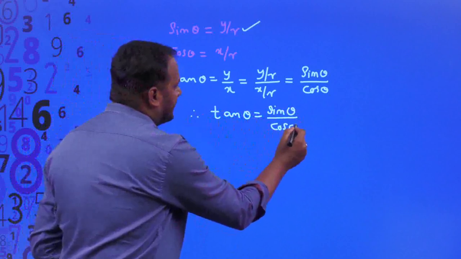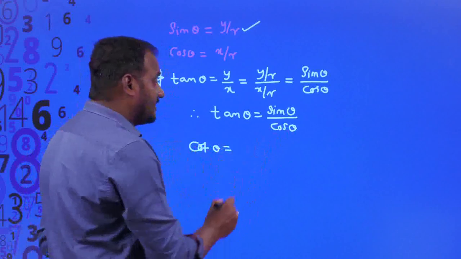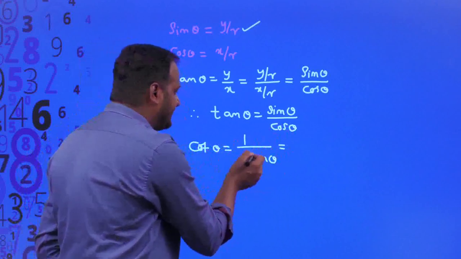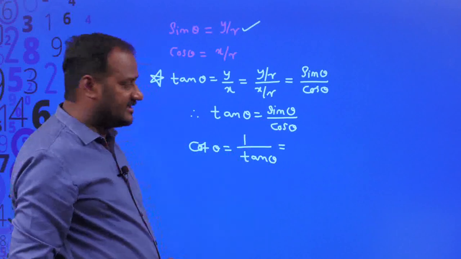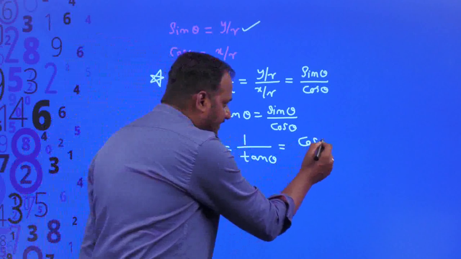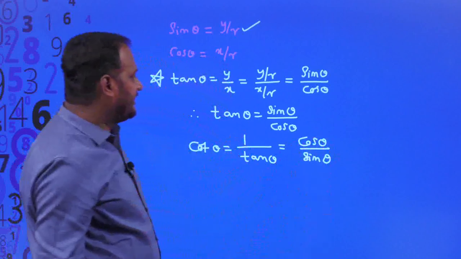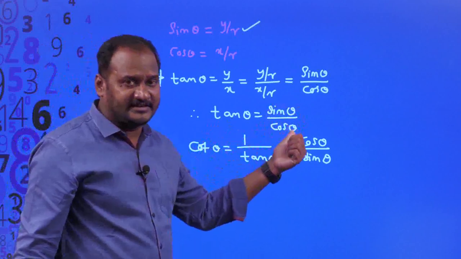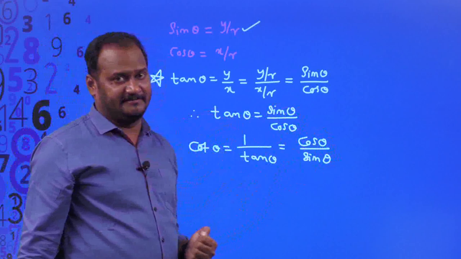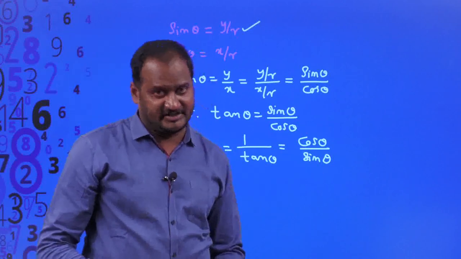And as we are already aware, what is cot theta in terms of tan theta? Cot theta is equal to 1 by tan theta. But tan theta is equal to sin theta by cos theta. So 1 divided by sin theta by cos theta is going to be cos theta divided by sin theta. Therefore, we can write tan theta is equal to sin theta by cos theta, as well as cot theta is equal to cos theta by sin theta. So these are relations between trigonometric ratios.